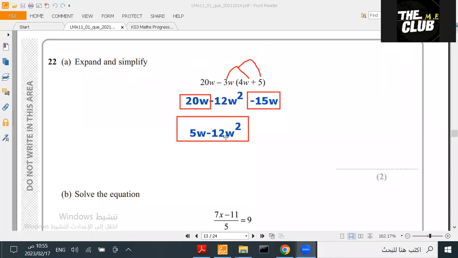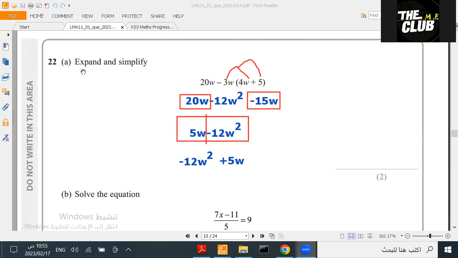The minus is with 12, so if you flip it the other way, you write minus 12W squared, because the 5 is positive. Understood? If you write it like this, plus 5W, that's fine too, no problem. But you have to make sure that the sign is negative with the 12 and the 5 is positive. If you flip it, take the negative with the 12 and put it there, no problem. Let's do it again. Okay.